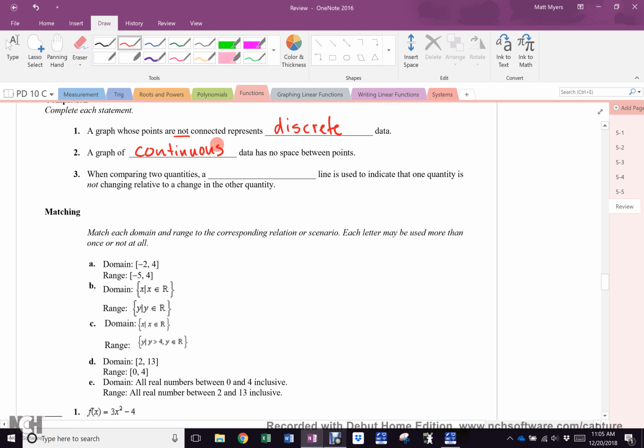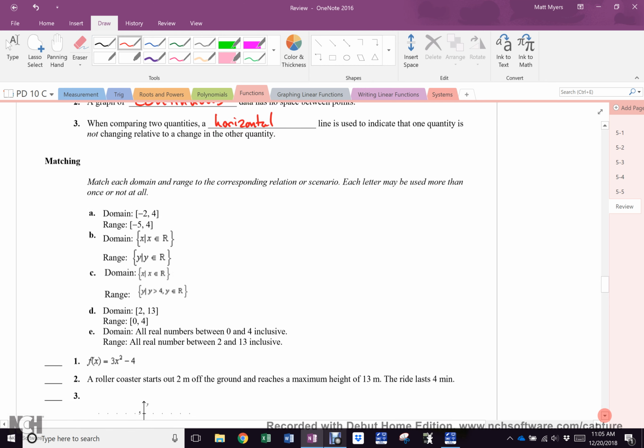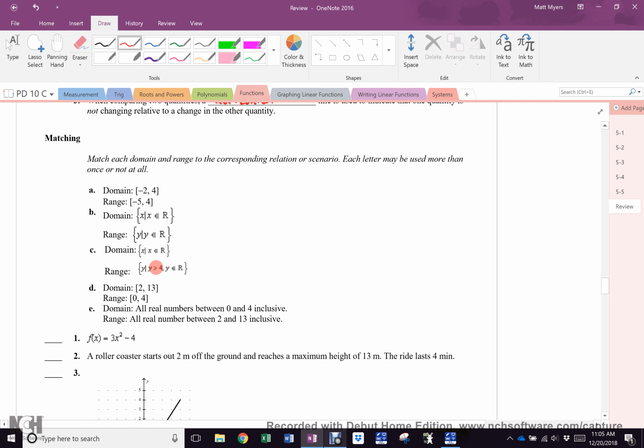And when comparing two quantities, what line is used to indicate that one quantity is not changing? A horizontal line. Now there was a mistake here. This had to be y is greater than -4. The class, if you were here, you saw that. And that is this one.